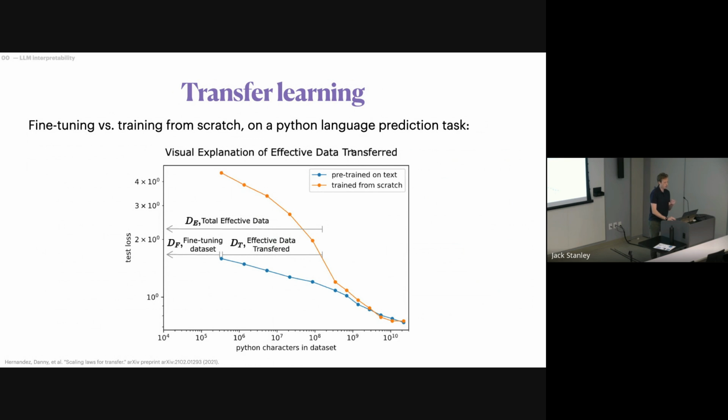This is using a model pre-trained just on human language for a Python language prediction task. You can see that in the fine-tuning regime, which is this blue curve here, you need orders of magnitude less task-specific data than just training from scratch. And this will, of course, carry over into the biomedical domain as well.